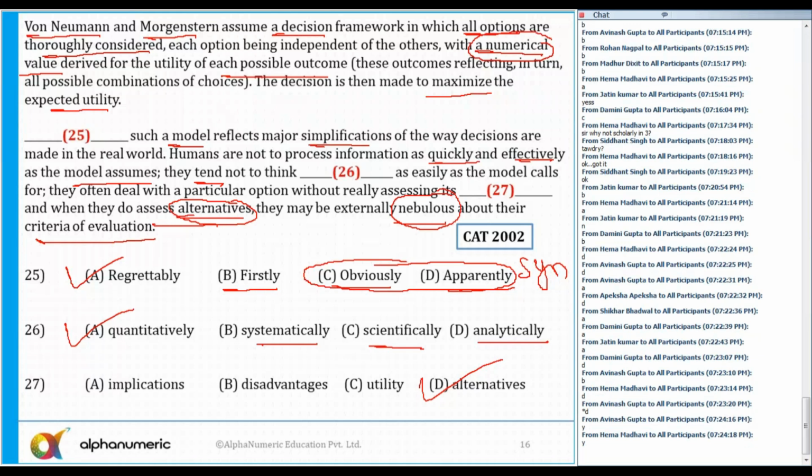But if you see, in the passage itself, he has said, what do we do? How do we assess things? We give it a numerical value. So we should select the word numerical. And the closest word to numerical is quantitative. Okay? Next one.